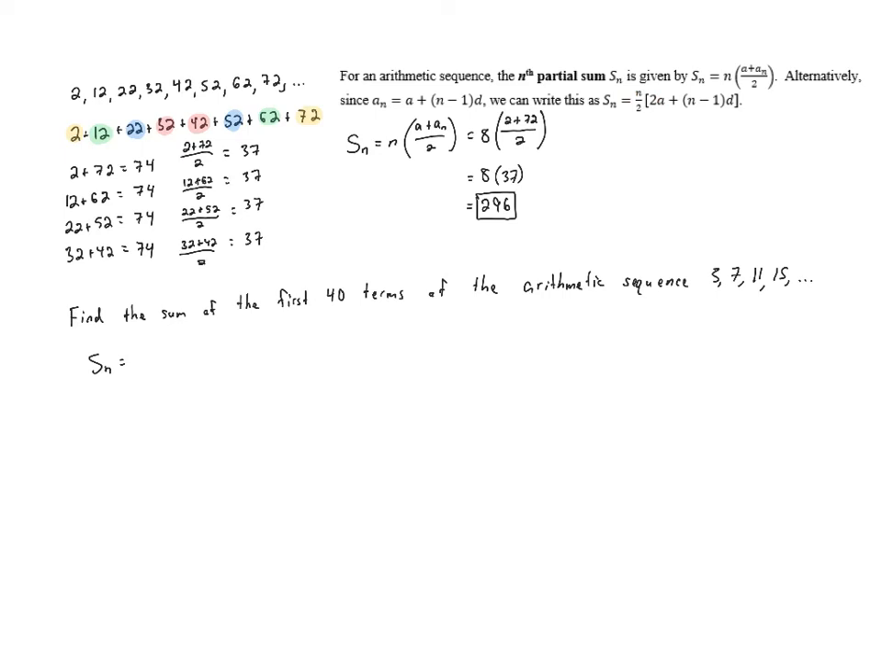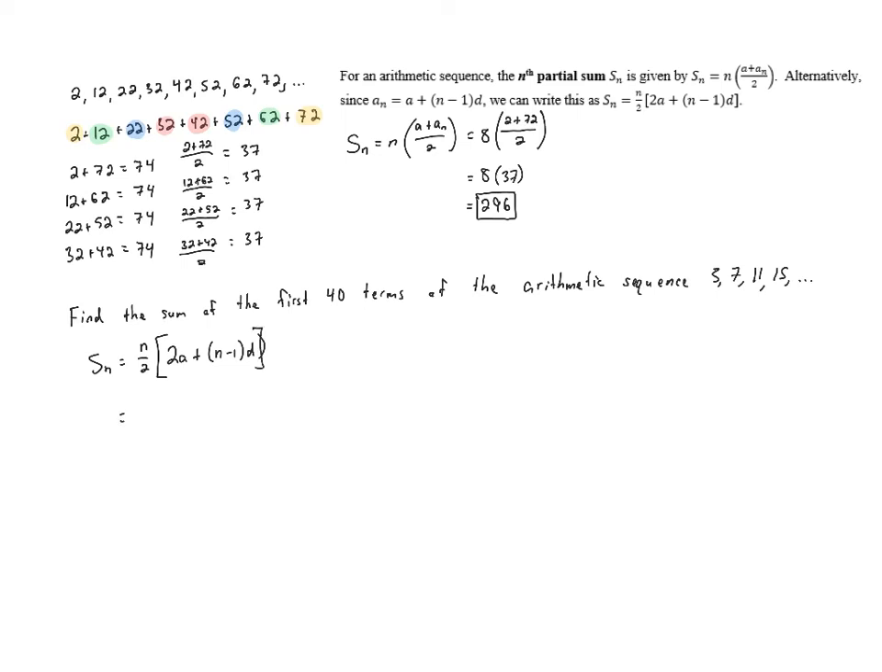Now, we don't actually know what a sub 40 is for our sequence here, right? We're asked to find the sum of the first 40 terms. So in this case, n is 40, and we don't know what the 40th term is. So instead, it's actually better to use the other formula because this includes things that we do know. We've got n over 2 times the quantity 2a plus n minus 1 times d.